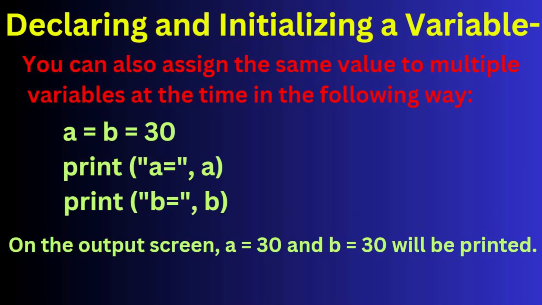Our next program is assigning the same value to multiple variables. We can assign the same value to multiple variables at the same time. Suppose a is equal to b is equal to 30. If we print within quotation a equals, comma, then we call a, it displays a is equal to 30. And again if we call b, it displays b is equal to 30.